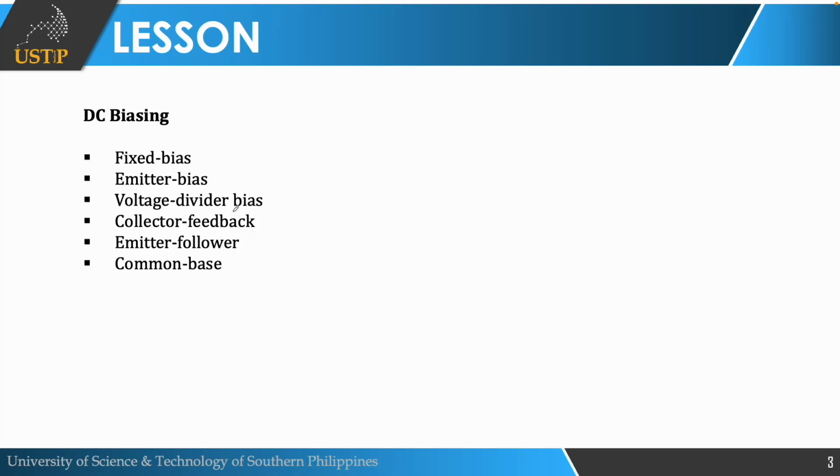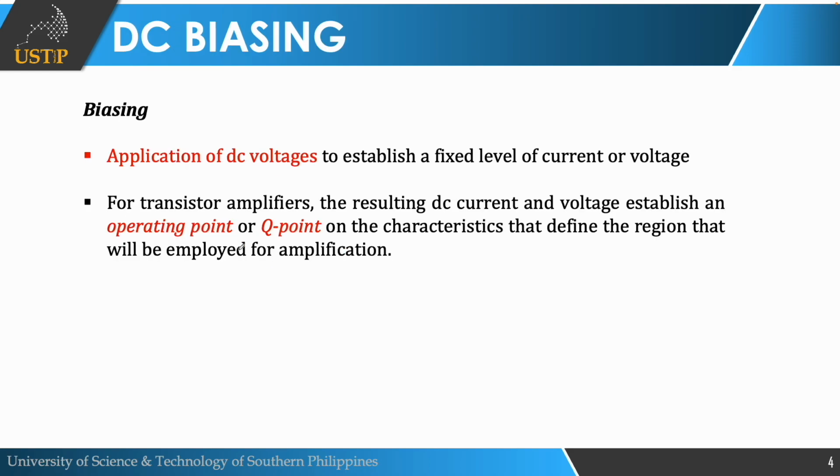So our discussion for today will be about the DC biasing of BJT. So we have the fixed bias configurations. We have the emitter bias, voltage divider bias, collector feedback, the emitter follower, and the common base configuration. So let's start with the meaning of biasing.